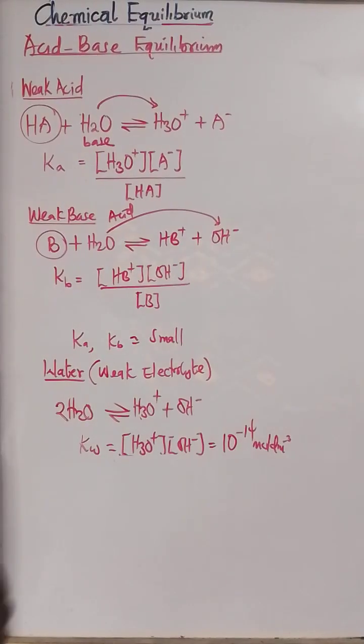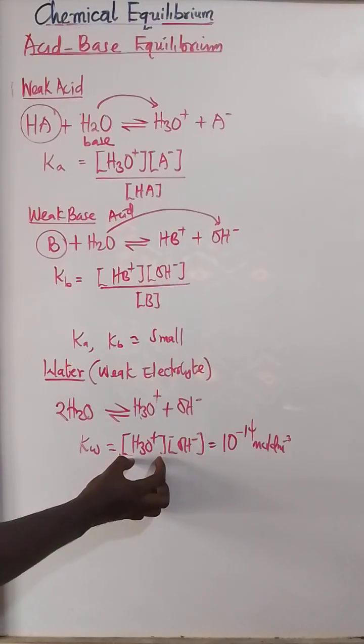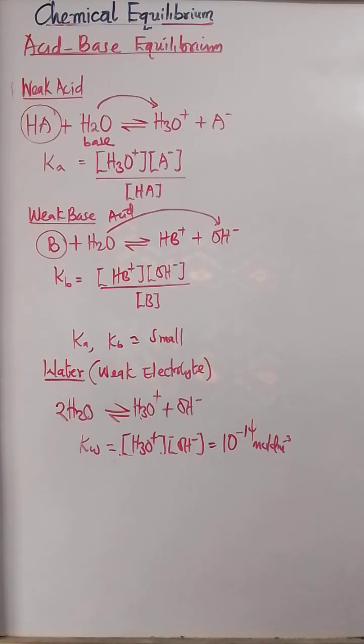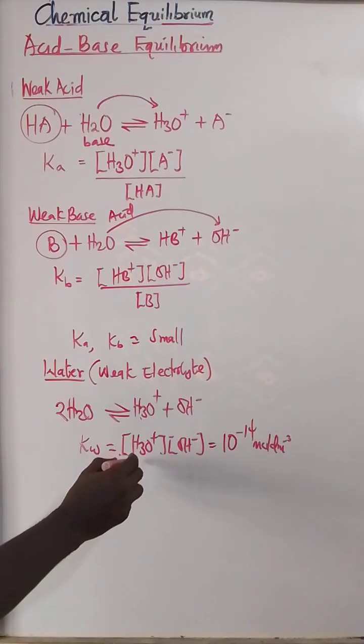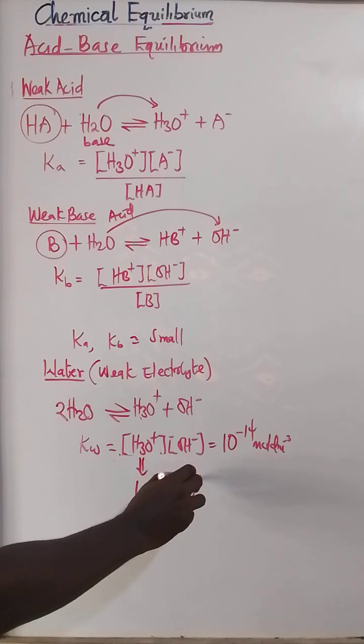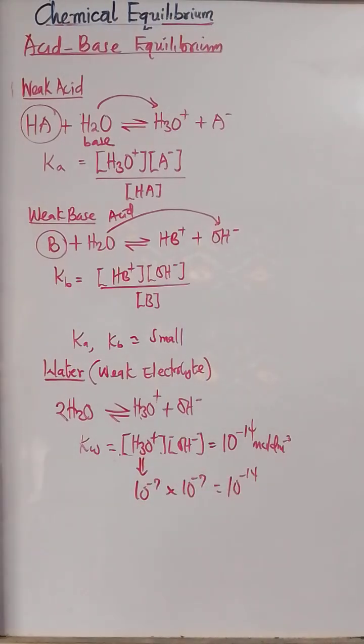And at the neutral point, they have to be equal. The concentration of H3O plus and OH minus must be the same. And for it to be the same, using the law of indices, this will be 10 to the power of minus 7, and this also 10 to the power of minus 7, to give us 10 to the power of minus 14. We've done this already under acids and salts, so consider this a revision. So this indicates that a neutral solution is one in which the concentration of hydrogen ion and hydroxide ion are exactly the same.